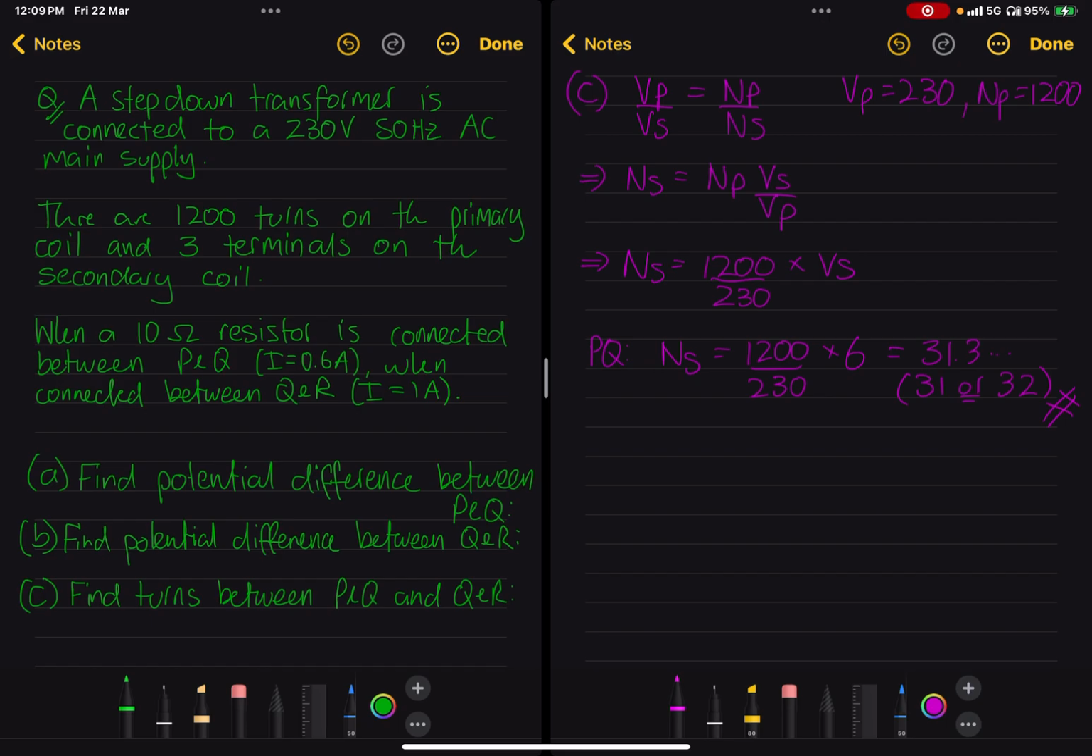And then we need to do this again for the connection between Q and R. The number of turns between QR is 1200 on 230. Now this is multiplied by 10 as opposed to 6, and this comes out to be 52.17... So here we're going to say 52 or 53, depending on our choice of rounding.